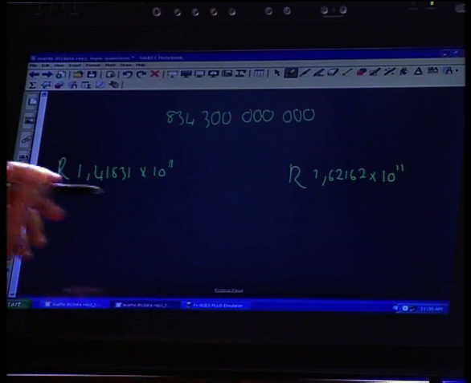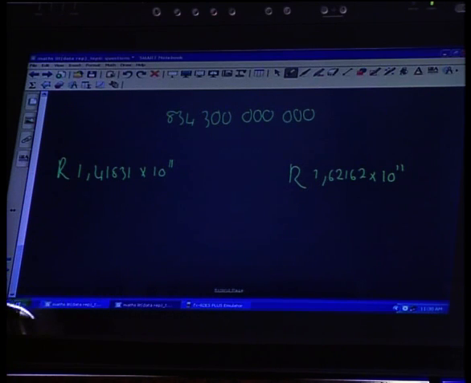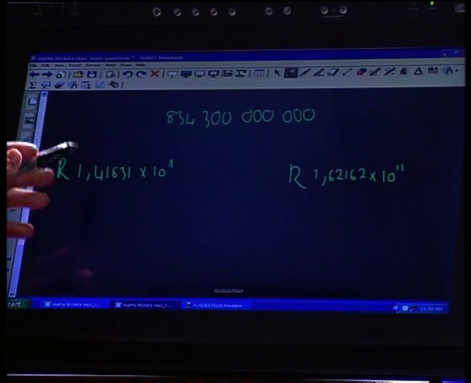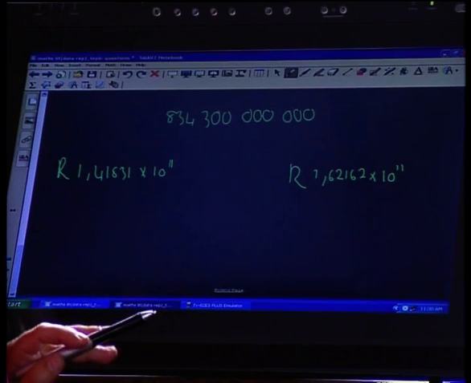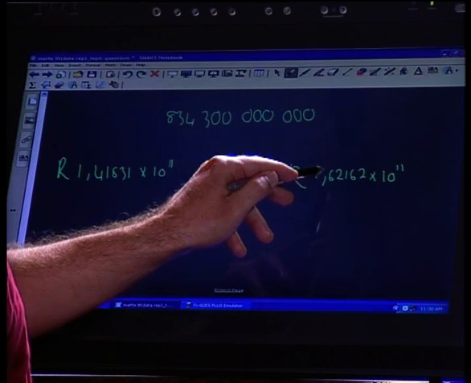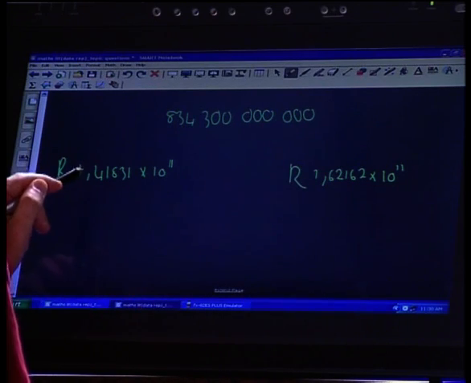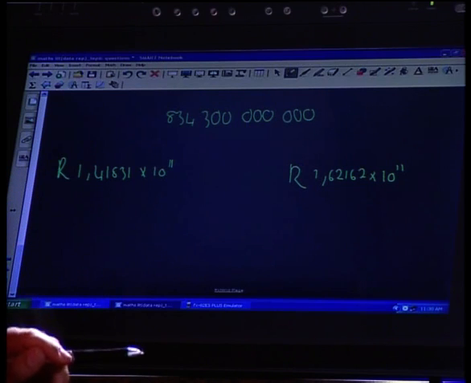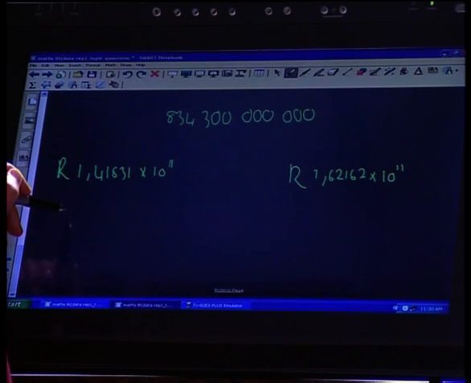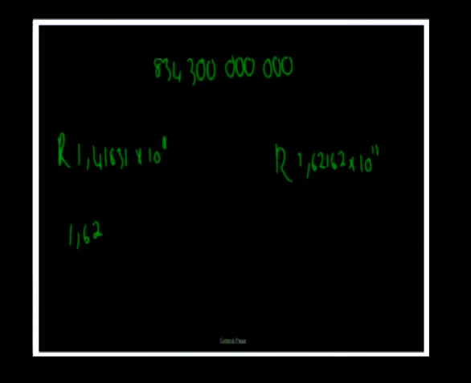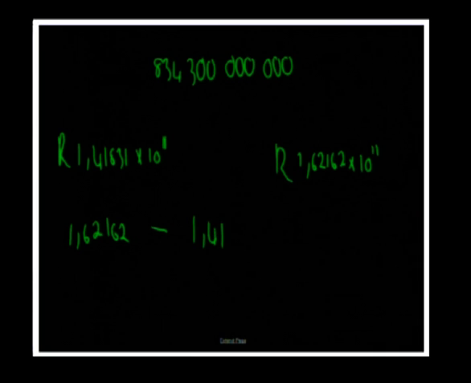Of course, the question again said we need to find the difference. So we've got to subtract the lowest amount from the highest amount. Which amount is highest here? We can see that 1,62 something is bigger than 1,41 something. So we're going to put this number first: 1,62162 subtract 1,41831. Both of these are times 10 to the 11.